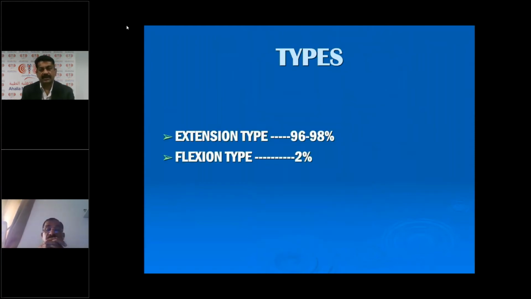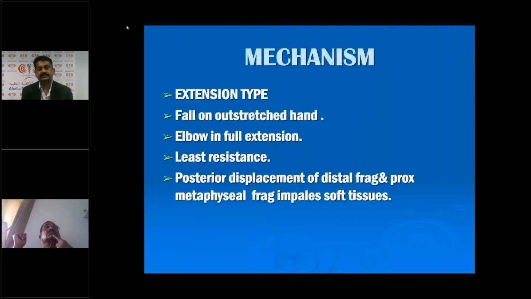The types of supracondylar fracture: the most common one that we usually see is the extension type. It is up to 96 to 98%. So you can see most of it is extension type. Very rarely the flexion type also comes, that is only 2%. Extension is the most common, and most of this discussion is regarding the extension type because that's the commonest and the one seen day-to-day.